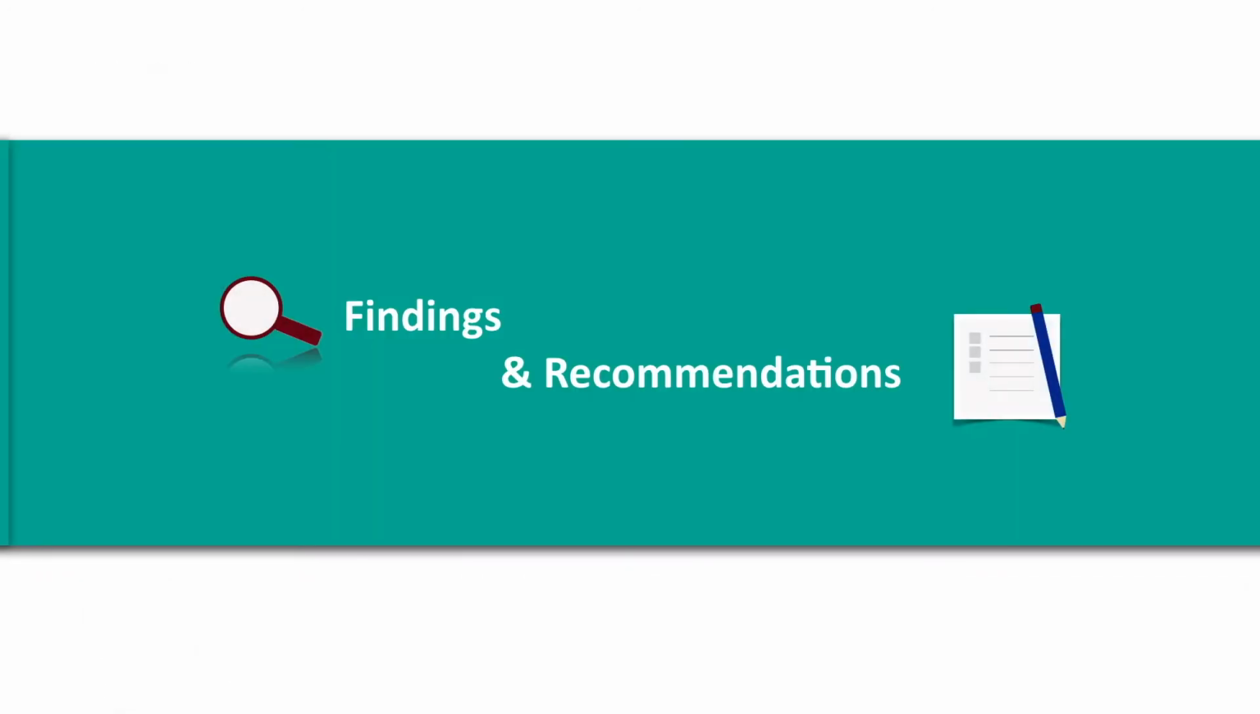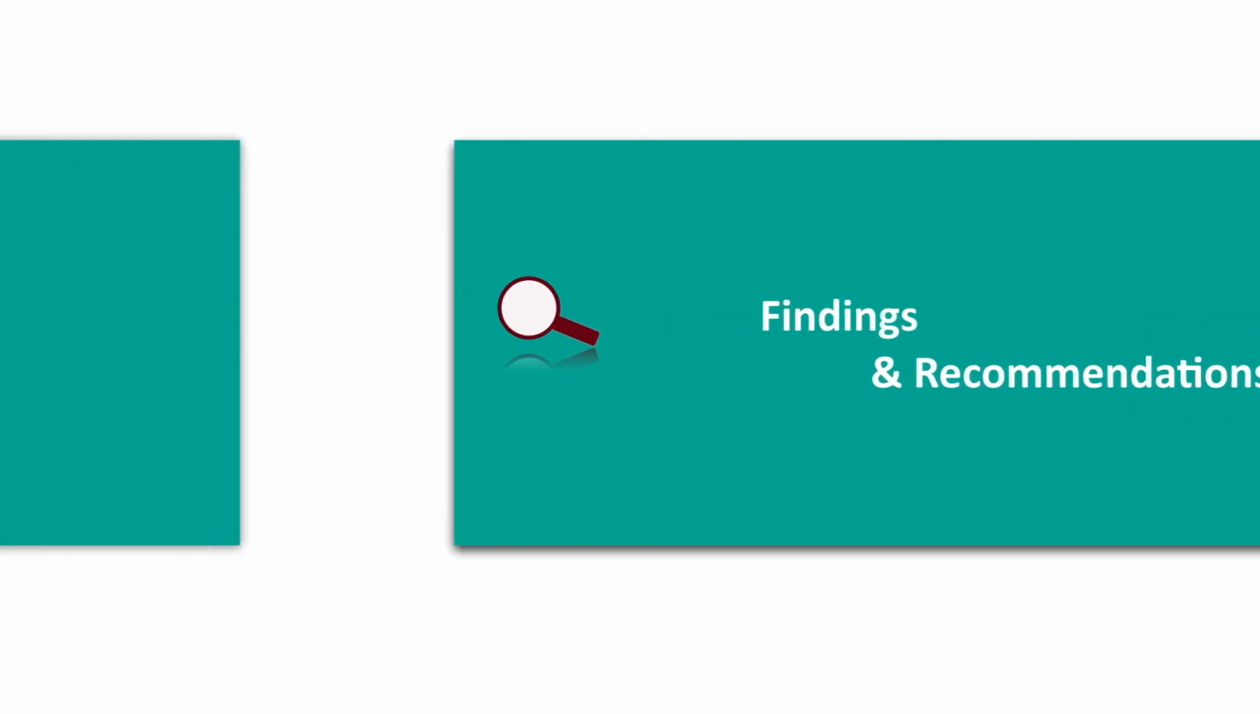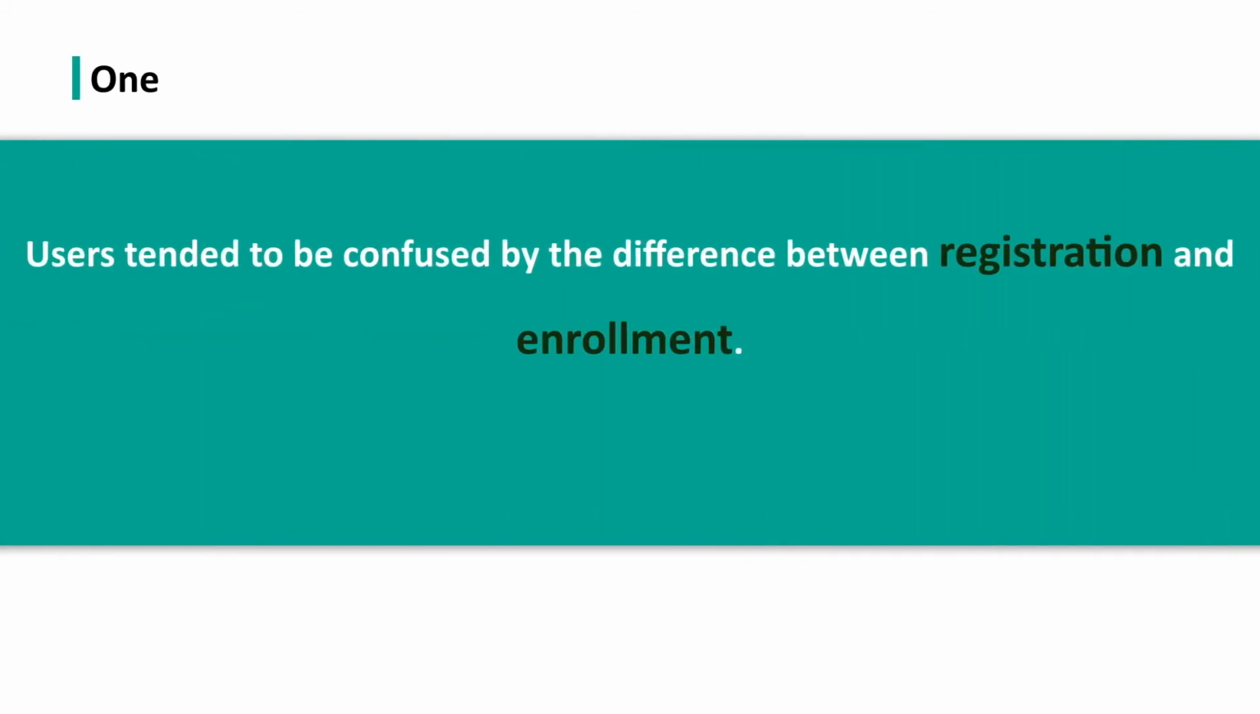Part 2. Findings and Recommendations. Here are our 3 top findings and recommendations. These 3 issues came up most frequently in our reports as the most urgent issues to address. They are ranked here by urgency. Finding 1. Users tended to be confused by the difference between the concepts of registration and enrollment.